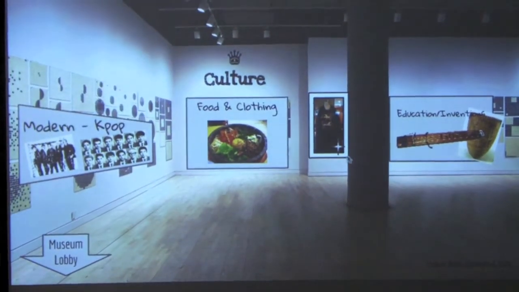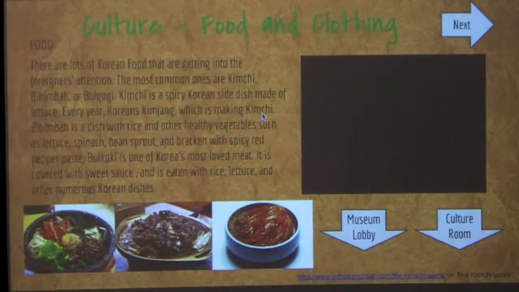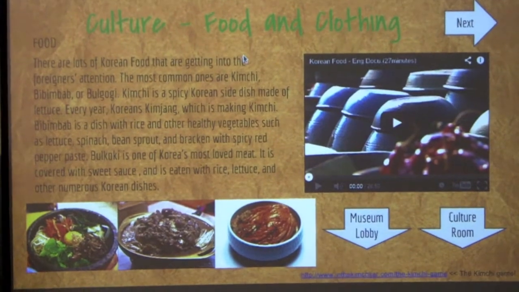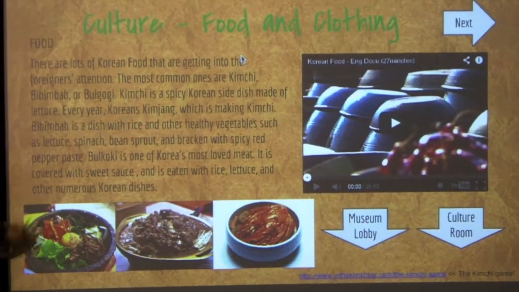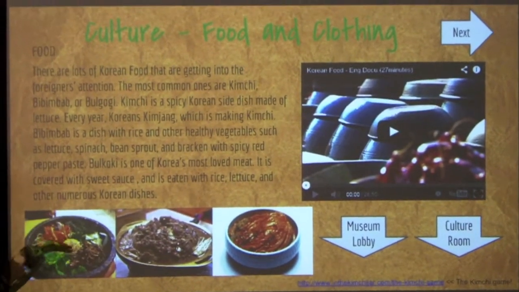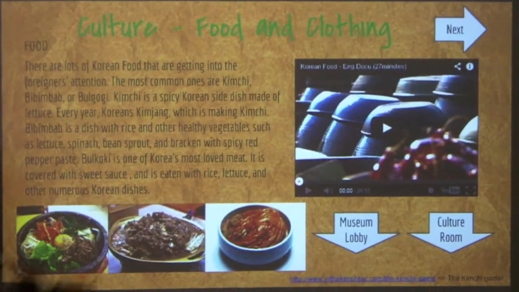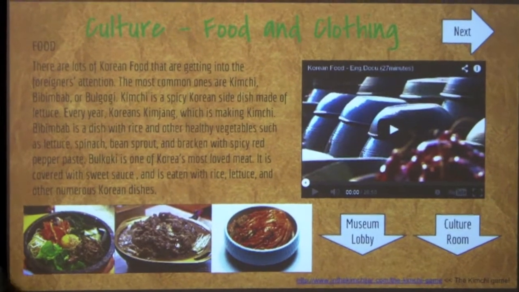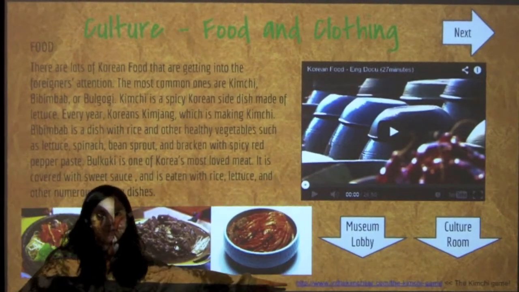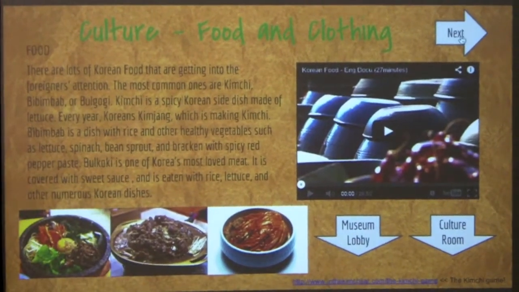The next exhibit is the food and clothing. So there's a lot of food that the foreigners are loving right now, and this is a slide about all the foods such as bulgogi, bibimbap, and kimchi, and there's a documentary about the food. There's also the kimchi game in the corner that you can enjoy. Kimchi! Yeah. Yay.